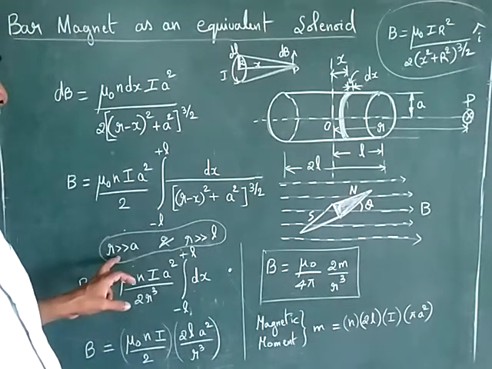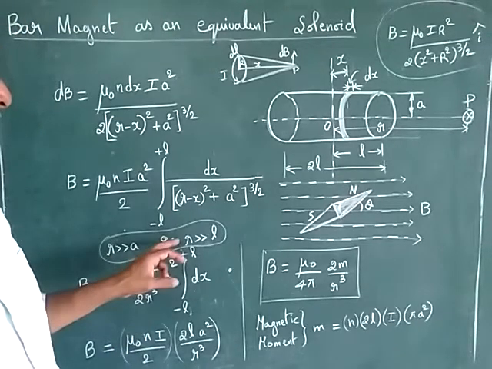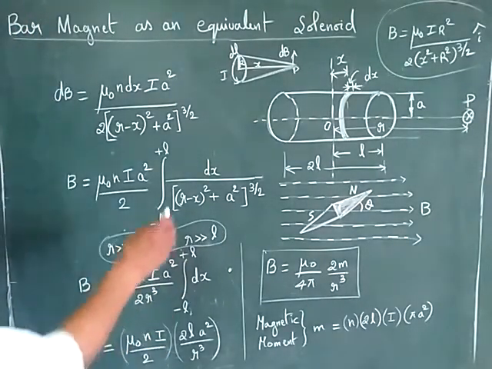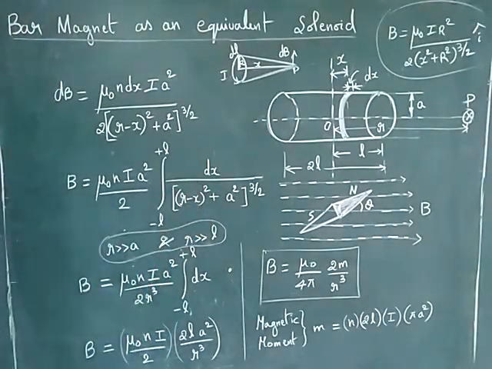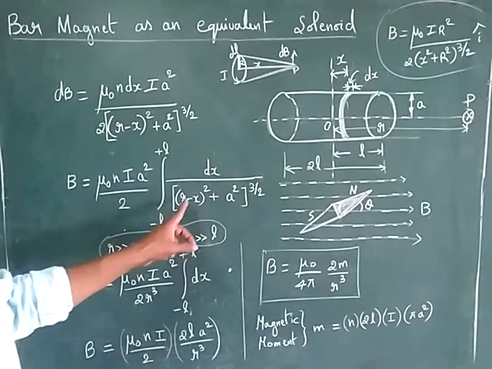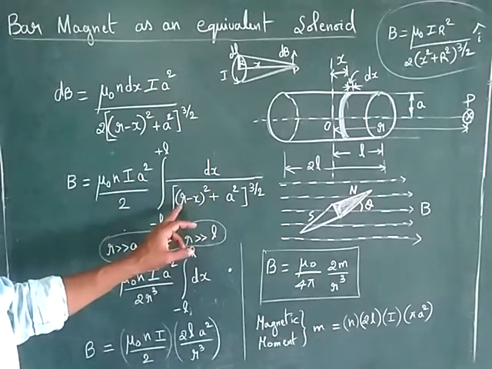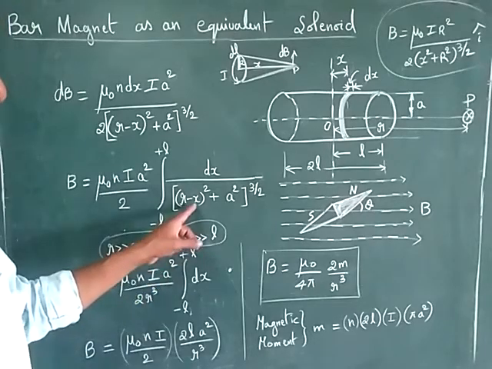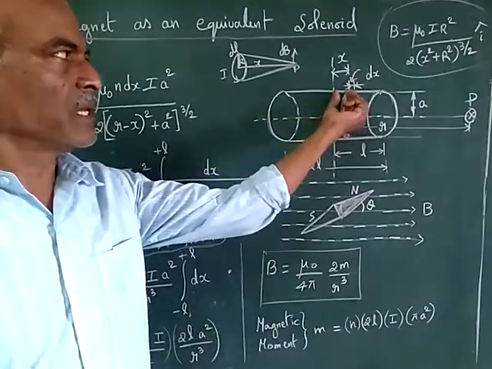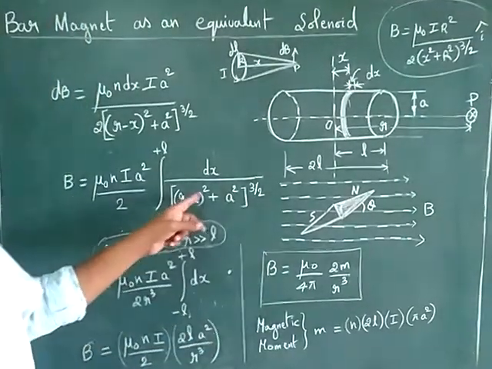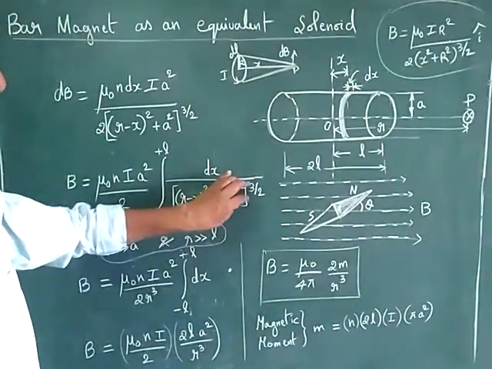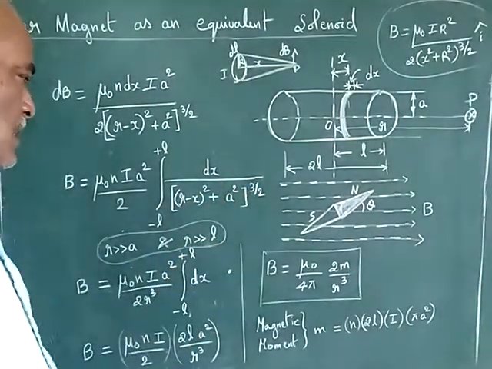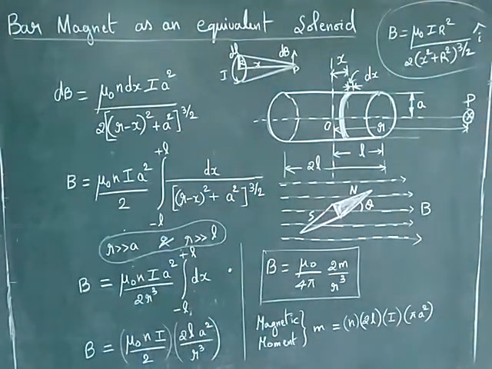So R is very much greater than A, and R is very much greater than L. Therefore, you will get R square. Because R is very much greater than A, this X is negligible, because it is very close here. So R square, this A square is negligible. So R square power 3 by 2, the 2 gets cancelled, and we have R cube.